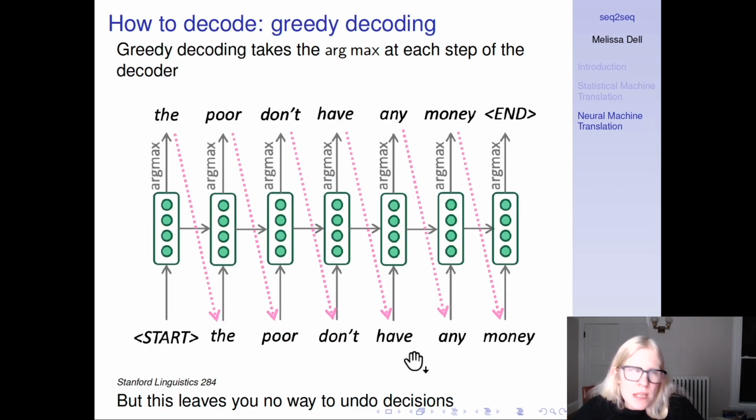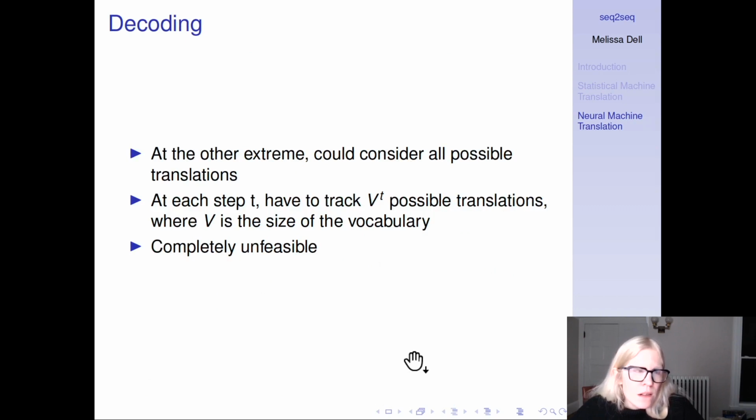So how do we do decoding? Greedy decoding would just take the argmax at each step of the decoder, just take the most probable word. But the problem with this is that it leaves you no way to undo your decisions. At the other extreme, you can consider all possible translations. At each step T, you'd have to keep track of V to the T possible translations, where V is the size of your vocabulary. You're obviously not going to do that because that is completely infeasible.